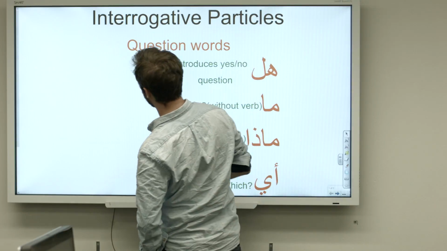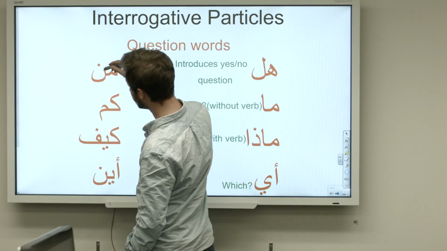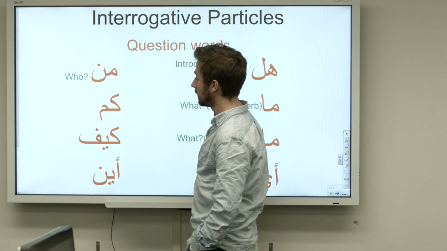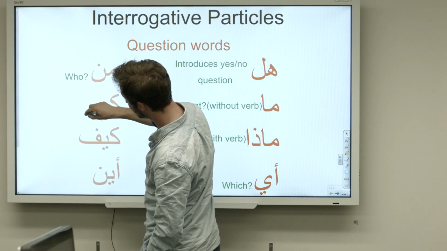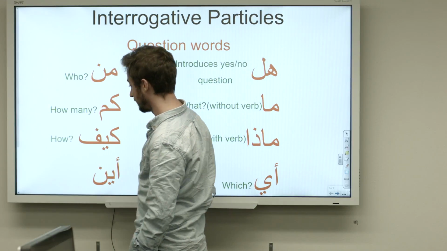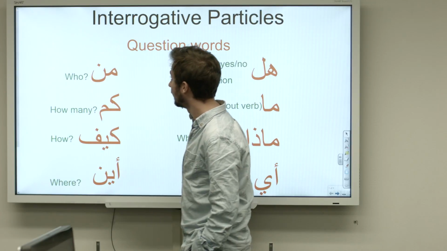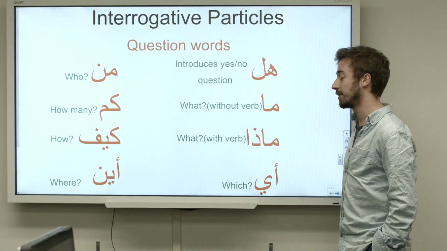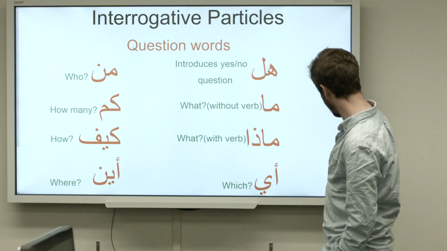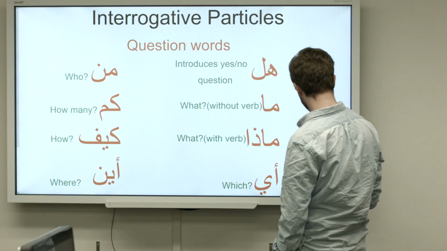Then we have a few more over here, which you've probably seen a lot in your readings. Man, that means who. Chem, how many. Kaif, or kaif, is how. And aina is where. Now you can go ahead and pause it real quick and just study those if you've never seen some of them before and try to commit them to memory. But now we're just going to move on and look at some examples, look at how to use these in sentences.